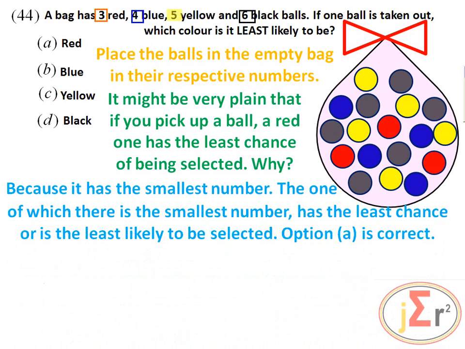Because it has the smallest number, the one of which there is the smallest number has the least chance, or is the least likely to be selected. Option A is correct.